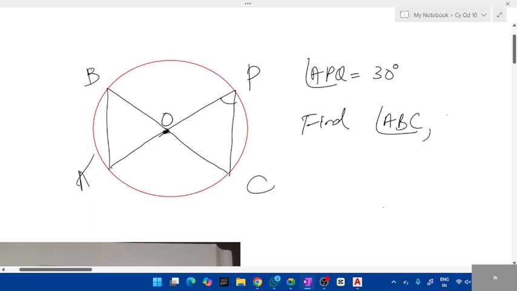Okay, try this question. APQ is 30 degrees. Find ABC and AOC. Be quick, all of you try to solve this question.